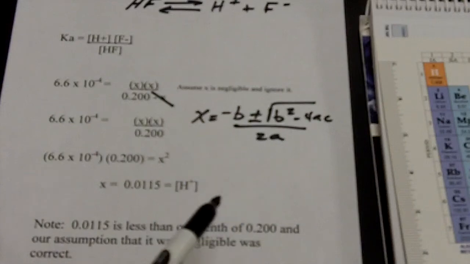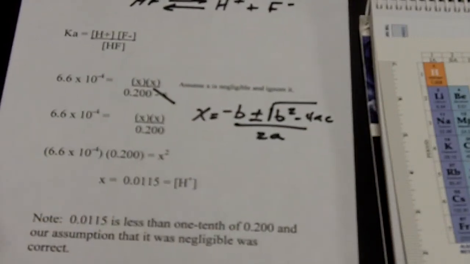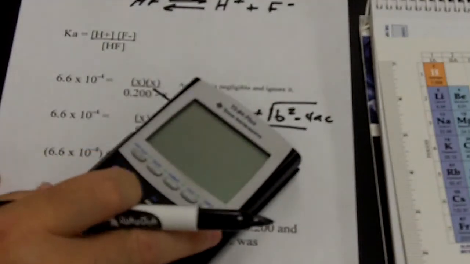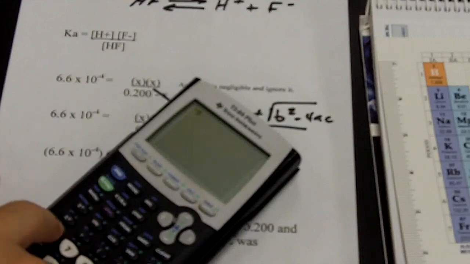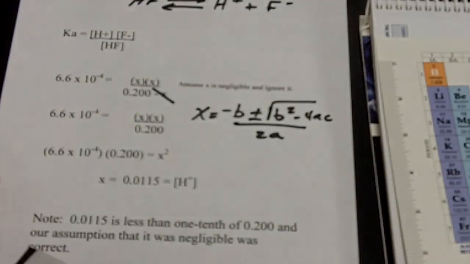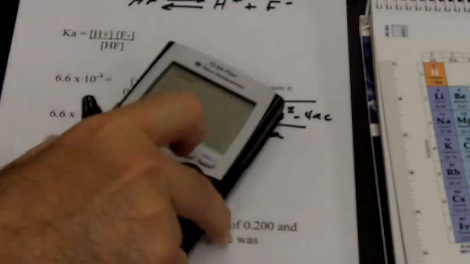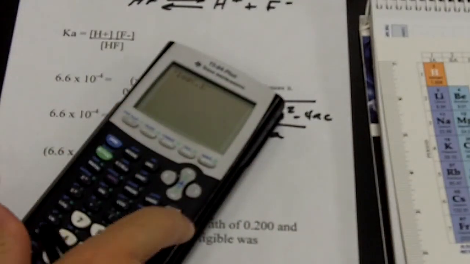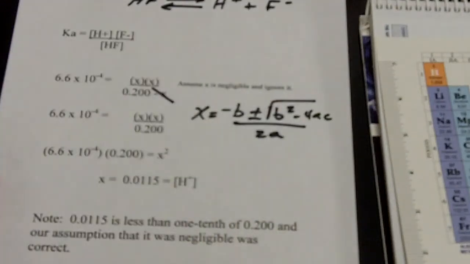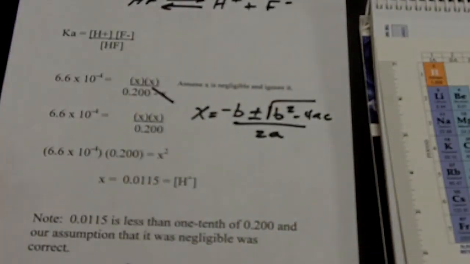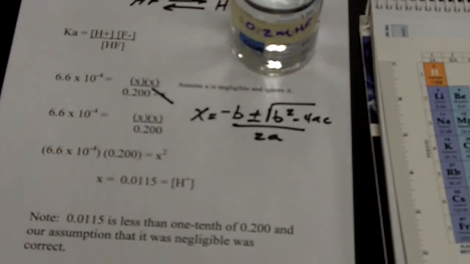All right, so now let's figure out the pH. How do we do that? Well, the pH is equal to minus the log of the hydrogen ion concentration, which is 0.0115. And I get this number, 1.94 approximately. 1.94 then is my pH. That's the pH of this container, the 0.2 molar hydrofluoric acid solution.